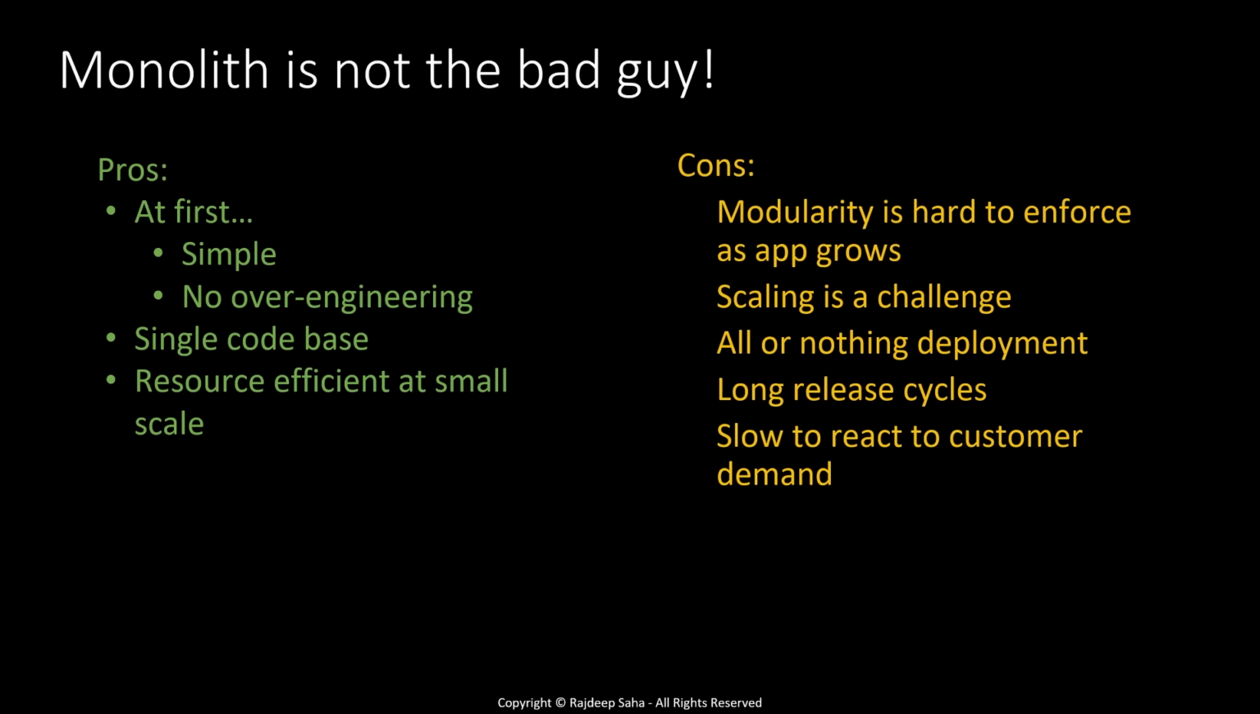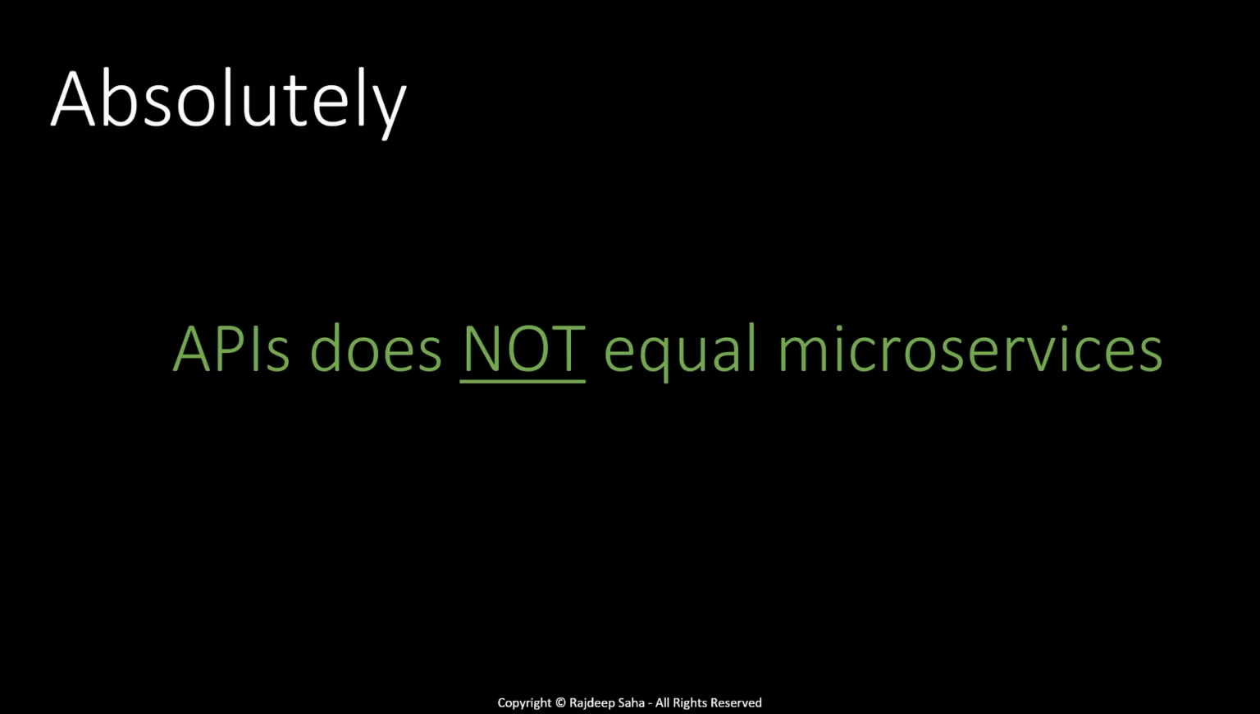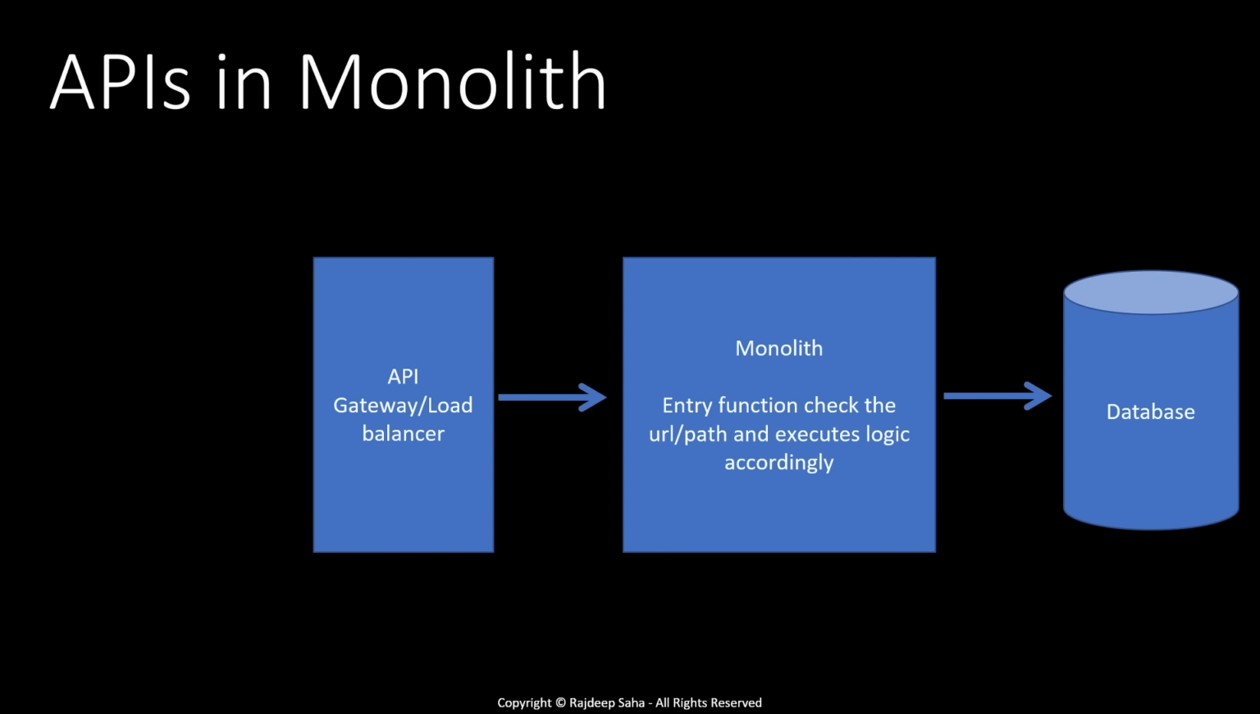Now let's talk about a very common misconception. Can you use API with monolith? Absolutely. APIs have nothing to do with monolith or microservices. Your monolith can be fronted by an API gateway or a load balancer. And when different URLs or paths hit this API gateway or load balancer, they could forward all these calls to the same monolith. And this monolith will have an entry function or entry paragraph which will check the URL or path and invoke different functions within the monolith and execute the logic accordingly.